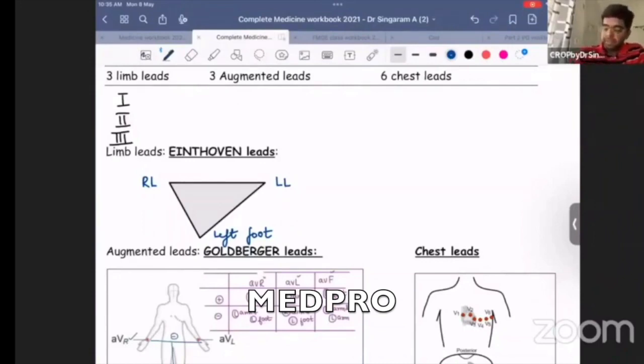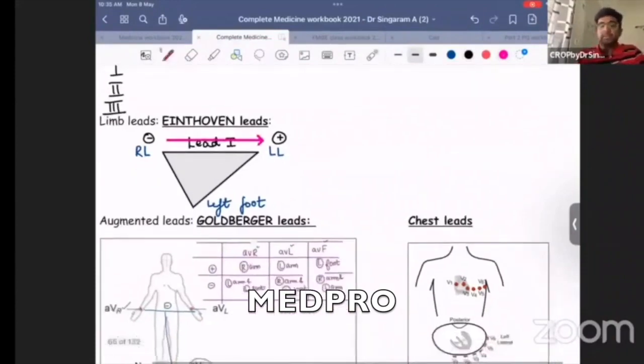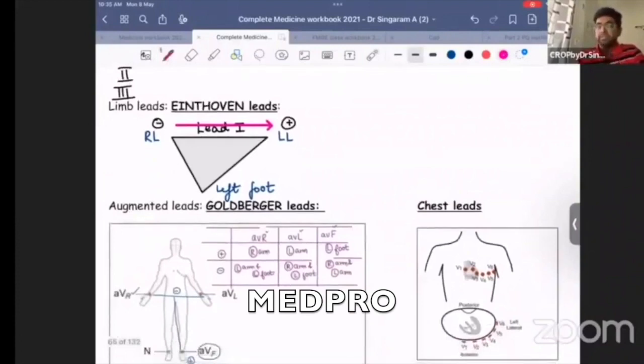And every lead is something like this. Here is lead 1. Lead 1 has a negative point and a positive point. The negative point is the right upper limb. The positive point is the left upper limb. And always remember, whenever we pass an electric current, it always flows from negative to positive. So this will be the direction in lead 1, from the right limb towards the left upper limb.